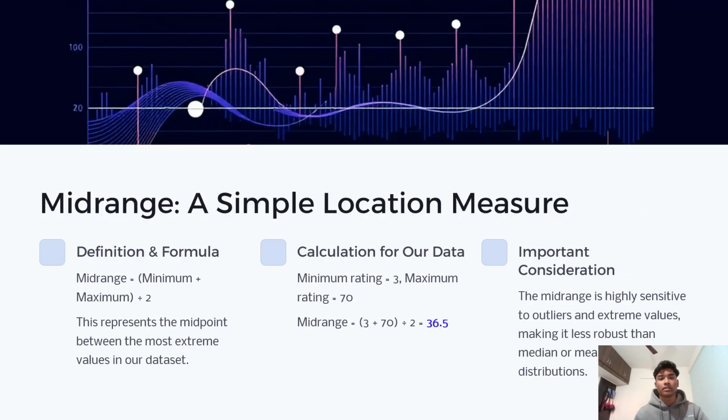Then mid-range. The mid-range is another location measure calculated as minimum plus maximum, the whole divided by 2. Our minimum value is 3 and the maximum value is 70, giving us a mid-range of 36.5. However, the mid-range is very sensitive to extremes, making it less reliable when data contains outliers, as our dataset clearly does.